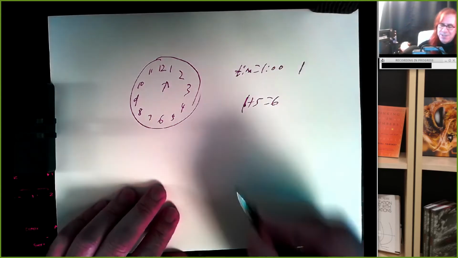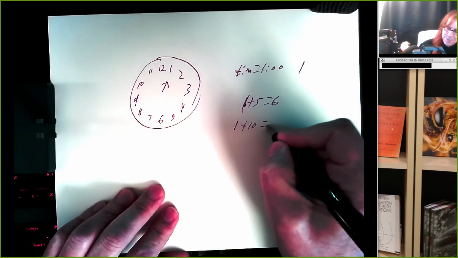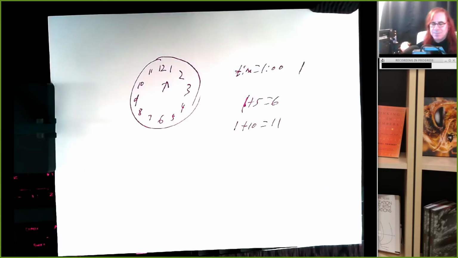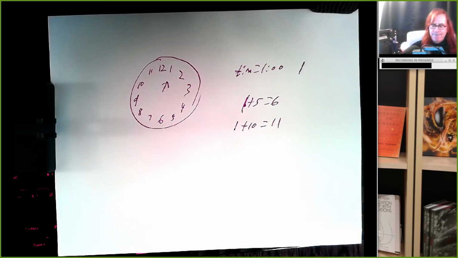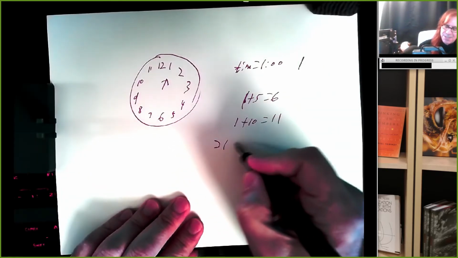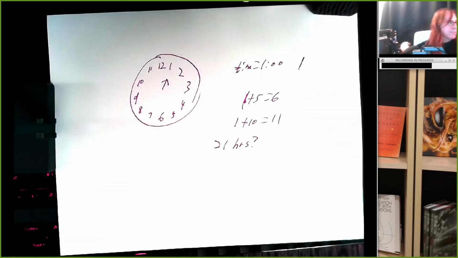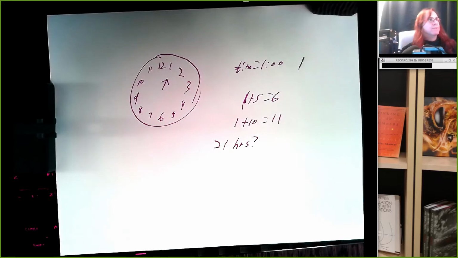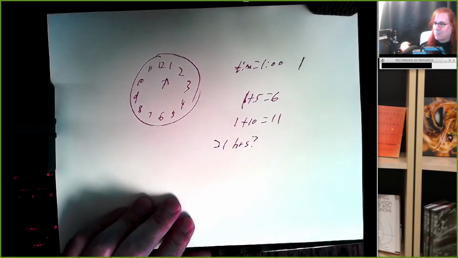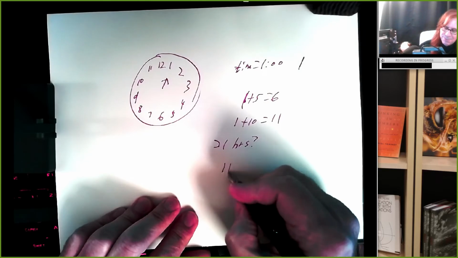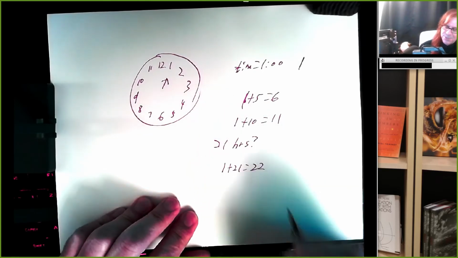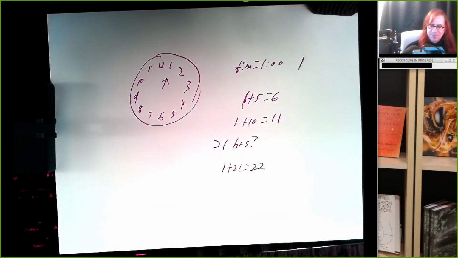What time will it be in 10 hours? It's going to be 11 o'clock. But what time will it be in 21 hours? Good? All right. What time will it be in 21 hours? Well, 1 plus 21 is 22. Is it going to be 22 o'clock? It's going to be 10. So how can we calculate that?